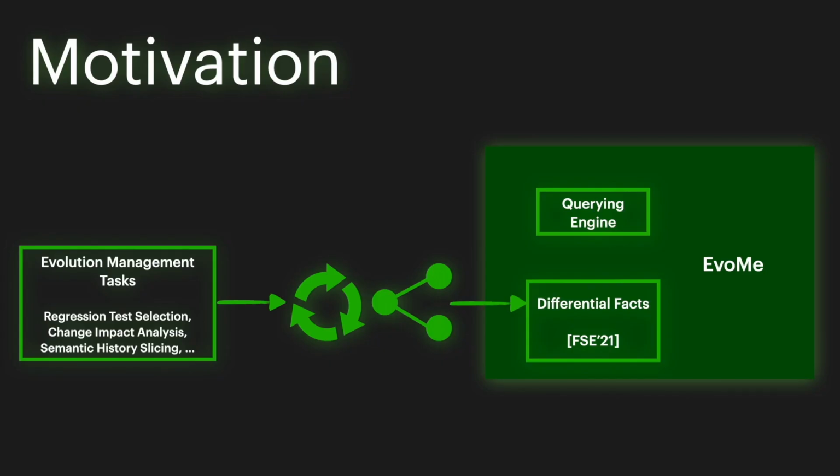To make the querying of differential facts more effortless, we introduce a SQL-like query language in EvoMe, allowing a large set of evolution management tasks to be specified with it. EvoMe is a combination of the expressive intermediate representation provided by differential facts and the improved usability and efficiency supported by the newly added querying engine.